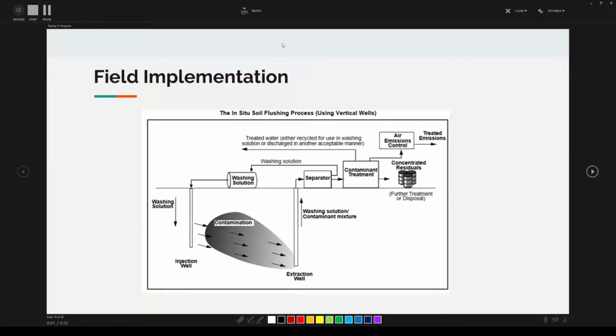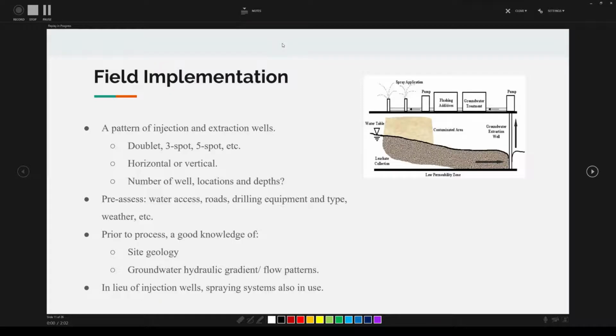Hi, I'm Yusuf, and I'll be talking about the field implementation of in situ soil washing, also known as soil flushing, which is different from ex situ soil washing, which we'll be talking very briefly about in the end. So this figure here shows briefly the process, and I'll show it to you again once I talk about things in a bit more detail.